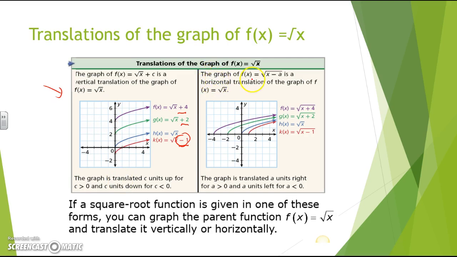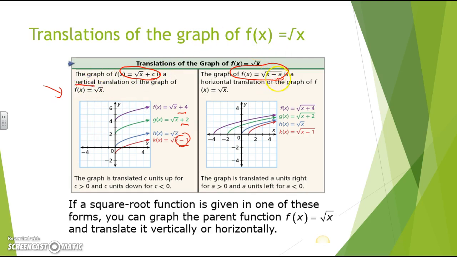You also might see something like this, the graph f of x equals the square root of x minus a. This is a horizontal translation. Notice the difference between the two. This plus c is outside of the square root. X minus a is inside the square root. So this is vertical.